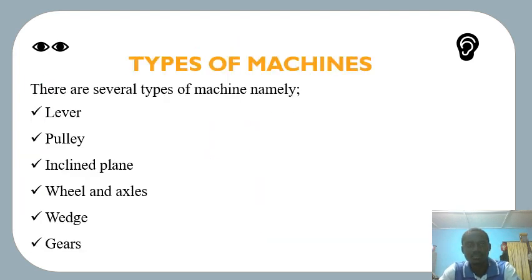Starting with, we talk about machine, and we said machine is any device that helps us to do work easier and faster. So now we went through the properties and we did simple calculation on it. So we are starting with the types of machines, which is the continuation of the previous lesson. There are several types of machines, but we will talk about a few, which are the lever, the pulley, inclined plane, wheel and axle, wedges and gears.